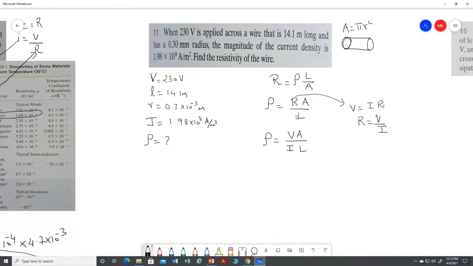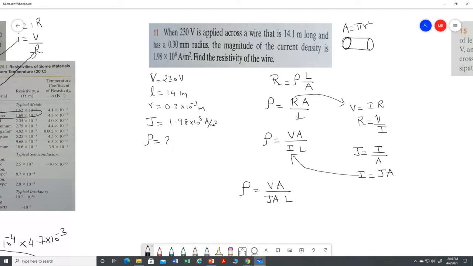Now you can see what are the parameters given. Voltage is there. Area you can find by using the radius. Length is already there. Is there any information about the current? No. But we have the rule of the current density. What is the formula for current density? Current density is equal to I over A. Therefore, I is equal to J multiplied by A. So I can take this I. If you substitute here, you will get the resistivity formula as V A over J A multiplied by L. Am I right?